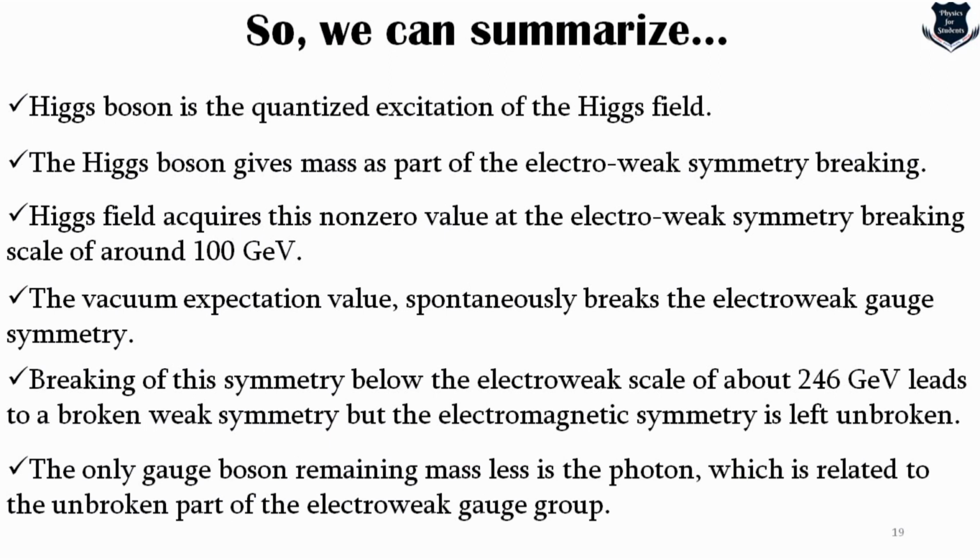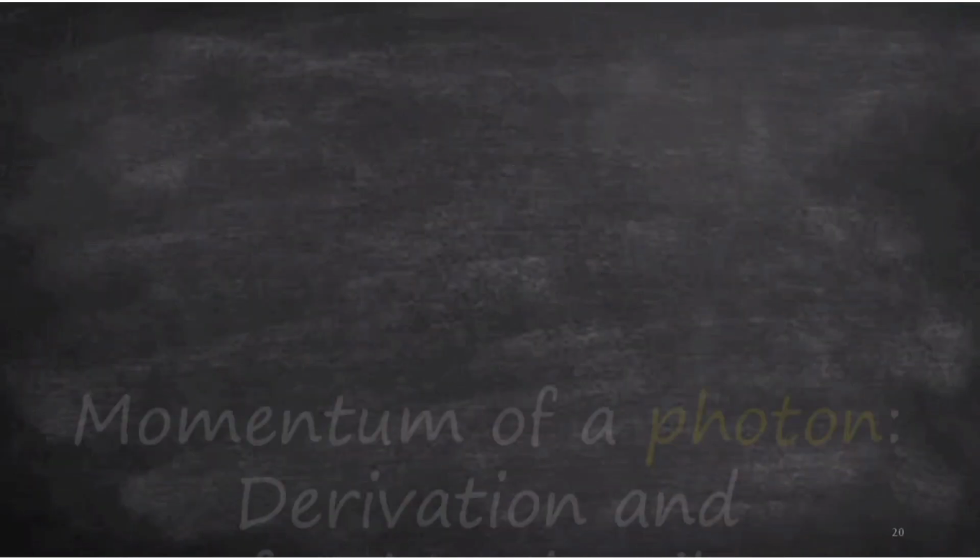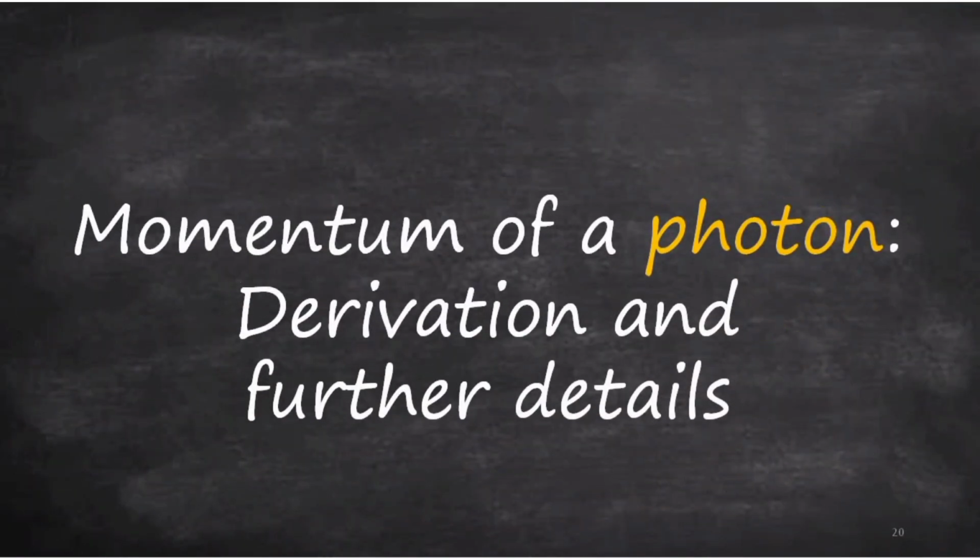So this summarizes and gives you the answer to why photons are massless, how the Higgs field acquires mass by spontaneous symmetry breaking, what the VEV, the vacuum expectation value, is, and how we arrive at the mass of all the fundamental particles. However, the photon escapes it, and it retains its status of being massless.